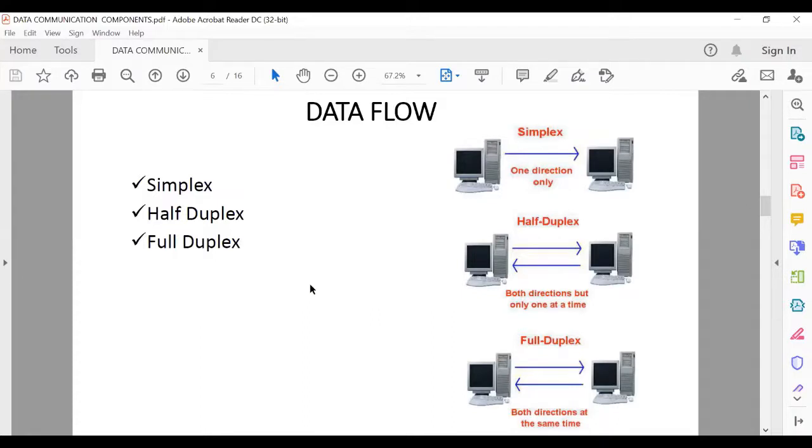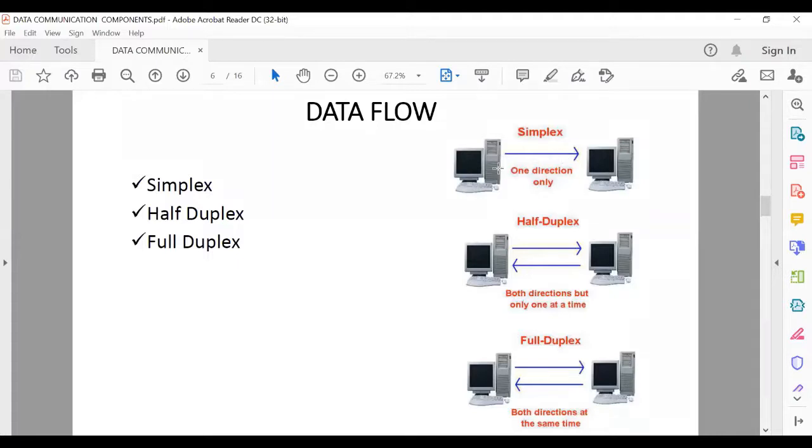Now, data flow. Two devices communicate with each other by sending and receiving data. The data can flow between the two devices in any of these techniques: either simplex mode, half duplex, or full duplex. So what is the simplex technique? Here the communication is unidirectional.